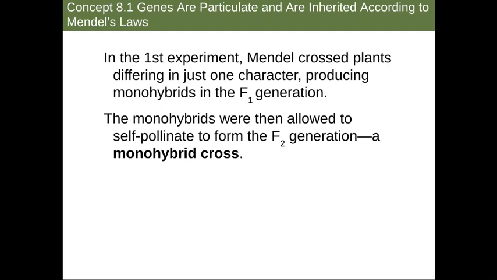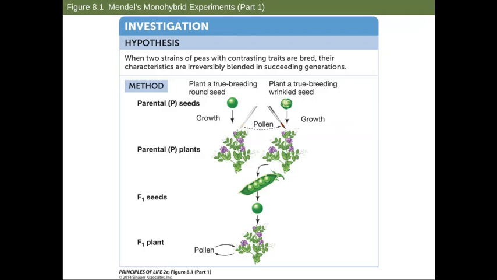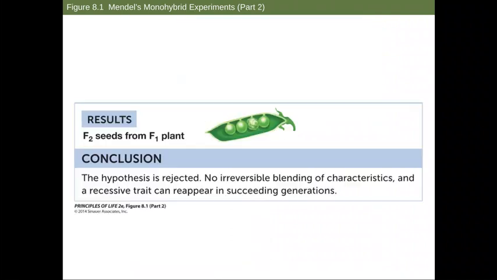So in the first experiment, Mendel crossed plants differing in just one character, producing monohybrids in the F1 generation. They were then allowed to self-pollinate to form the F2 generation, which created what's called a monohybrid cross. Okay, so figure 8.1 in your text on page 152 gives a summation of how we did this. So in this case, we have green round seeds and green wrinkled seeds. We cross those and we see that all of the offspring in this case seem to be round. So the question is, what happened to the wrinkled seeds?